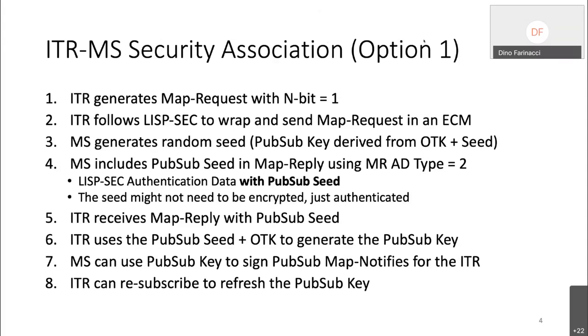What we are proposing here is basically saying, okay, since there is an association established now between the ITR and the map server, we can use that association to derive another key to authenticate the map notify protocol. It is true that we call it the one-time key because when we designed this protocol some years ago, we thought only of this application. In this case, the key that is derived from the one-time key has a lifetime that spans longer than the one-time key.